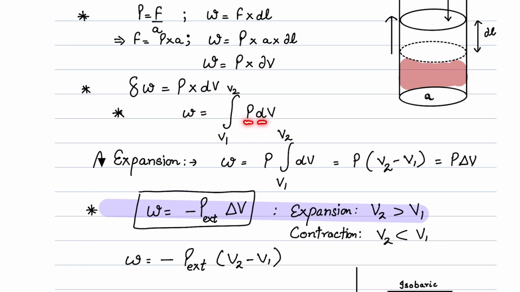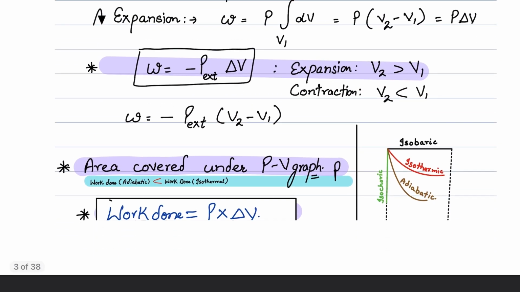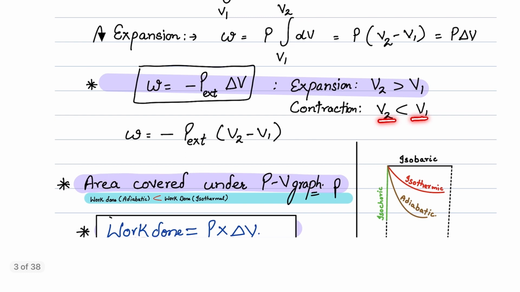So, in the case of expansion, our V2 will be greater than V1. So, using the formulas, we know that it is upper limit minus lower limit. So, P will be multiplied by V2 minus V1, that is P delta V, or I can say that work done is equal to negative of P external delta V in the case of expansion, where V2 is greater than V1. In the case of contraction, our V2 is less than V1.